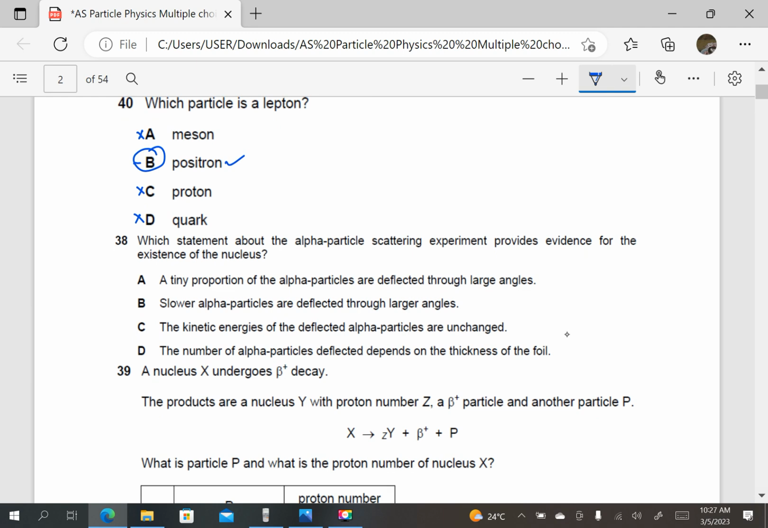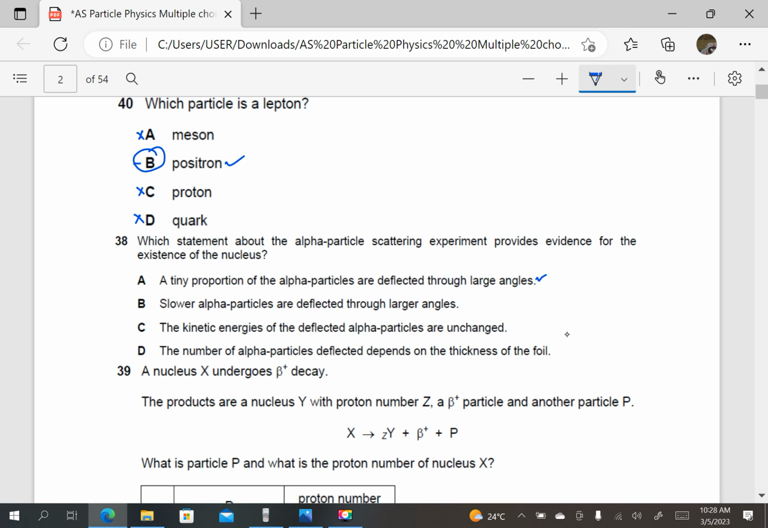Which statement about the alpha particle scattering experiment provides evidence for the existence of the nucleus? A tiny proportion of the alpha particles are deflected through larger angles. That is true. A tiny proportion of the alpha particles are deflected through larger angles simply because there is a charge at the center of the atom.